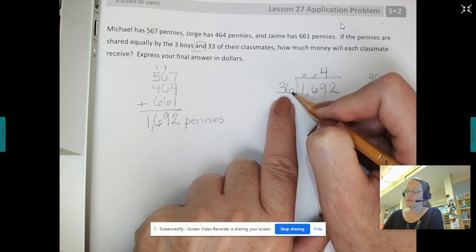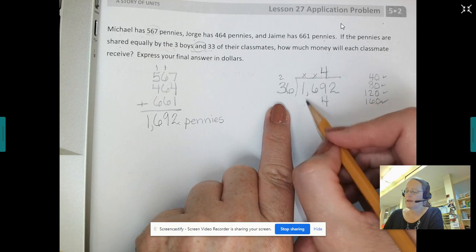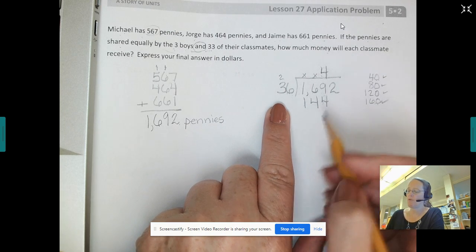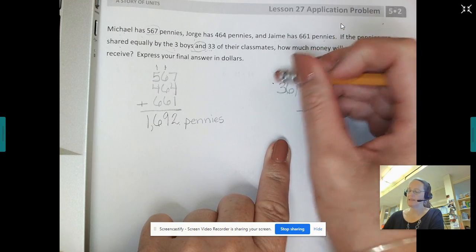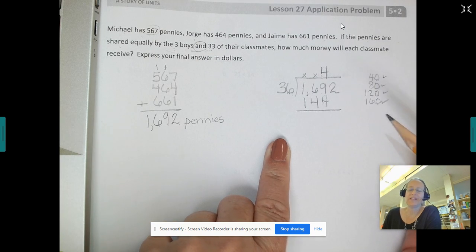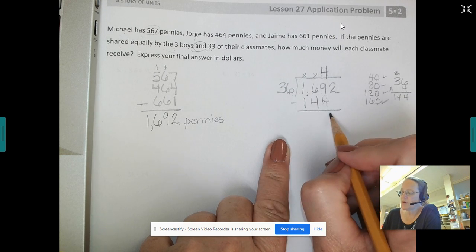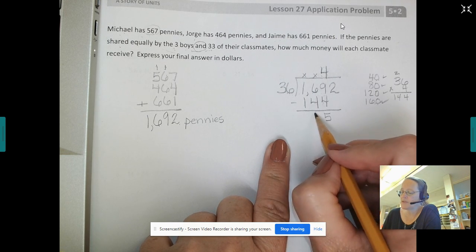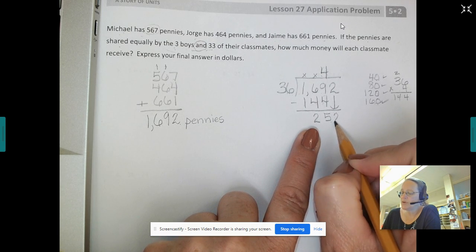4 times 36 is 144. Miss Mullinex is just doing a little trick she learned a long time ago about multiplying. But really, girls and boys, you need to come over to the side and do that multiplication. 144. Subtract. 6 minus 4 is 2. So that's 25. Bring down the 2.